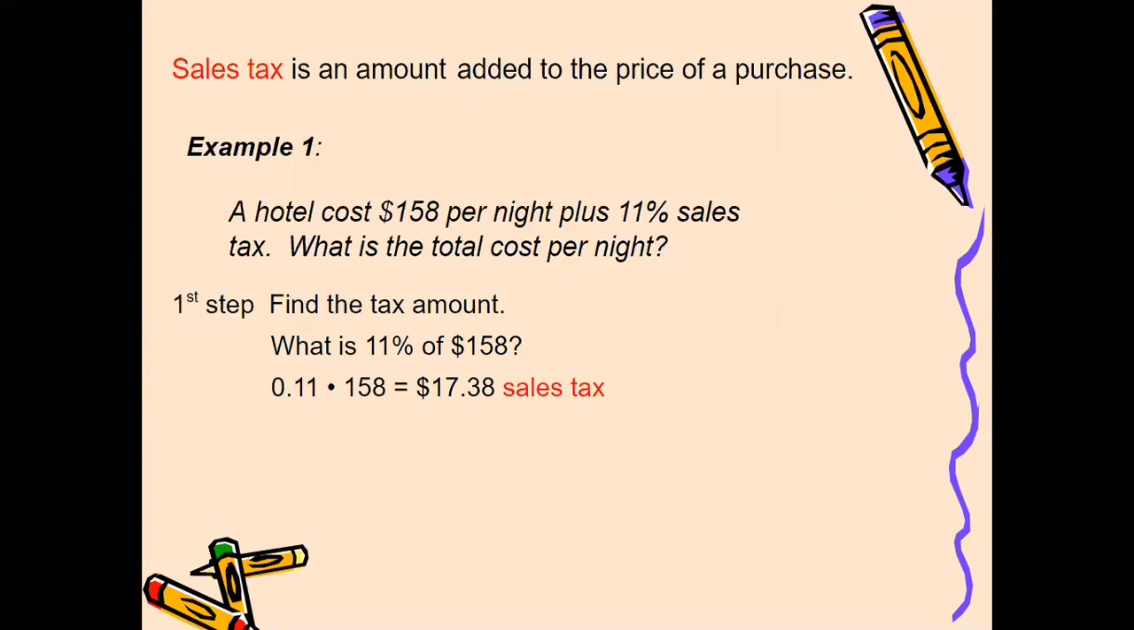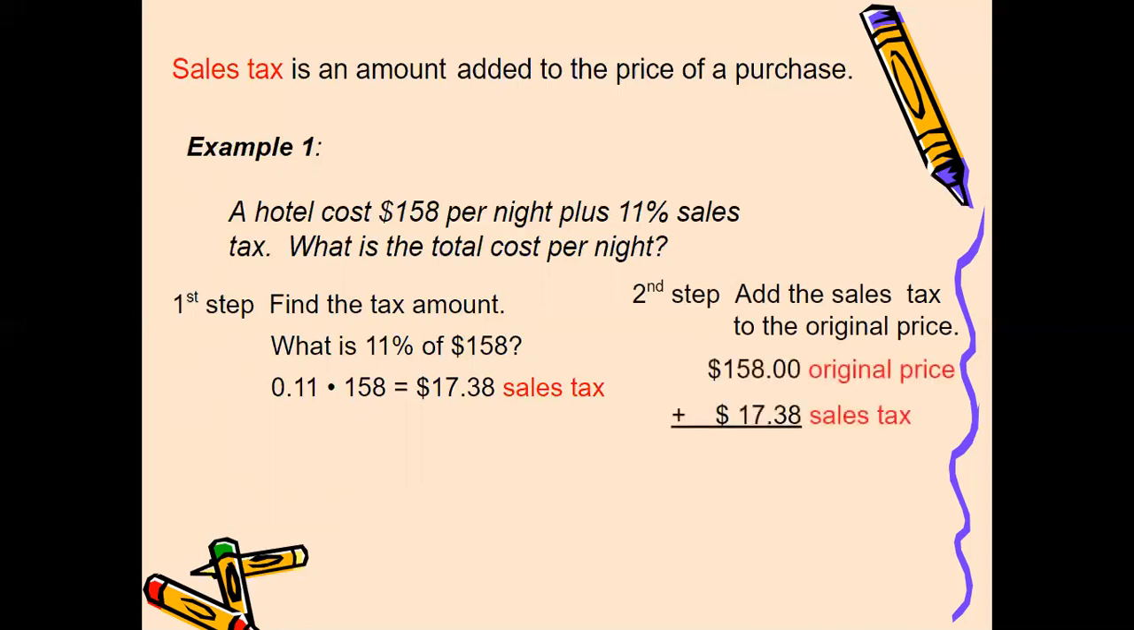But then I'm going to do 0.11 times 158. That's going to give me $17.38. That is the amount of the sales tax. So that 11% sales tax, I've now figured out the dollar amount. That is $17.38. The next step is now I'm going to add the sales tax to the original price.